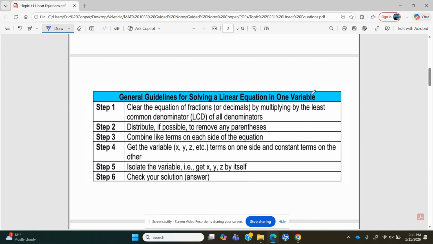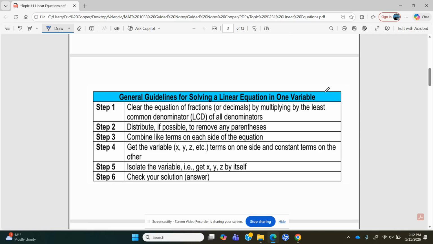As we go through this, here are some general guidelines for solving a linear equation in one variable. Not all of these steps will be present, but this is generally the order we want to go in. The first thing we want to do is look to clear any fractions or decimals by multiplying by the LCD if possible.